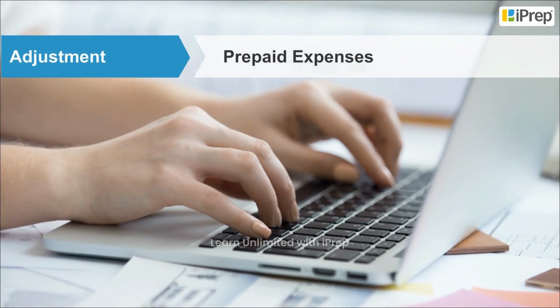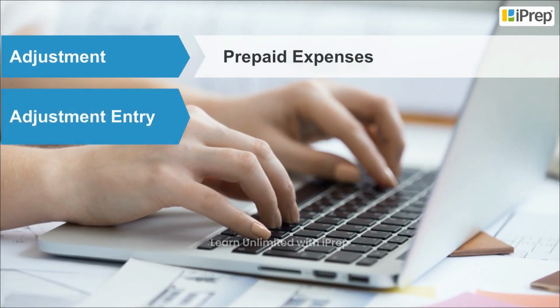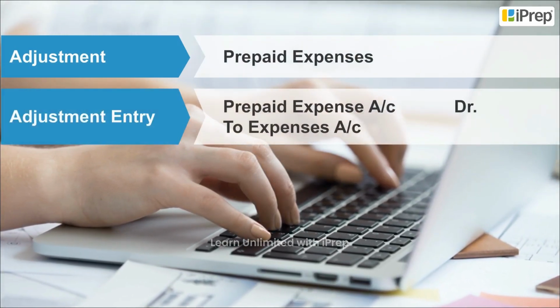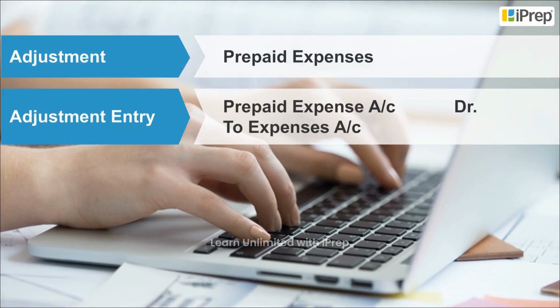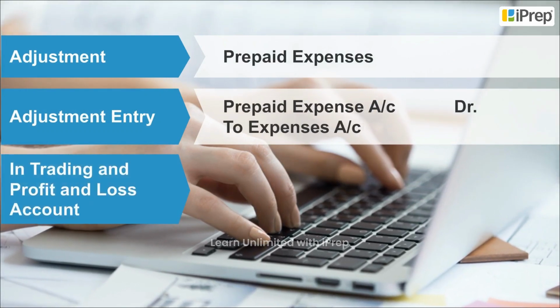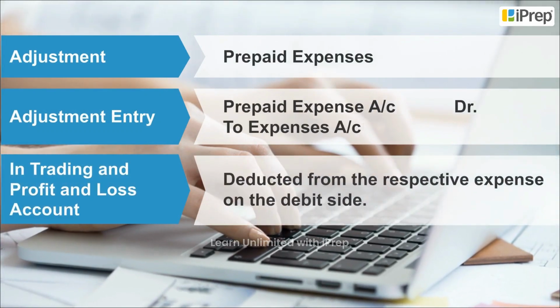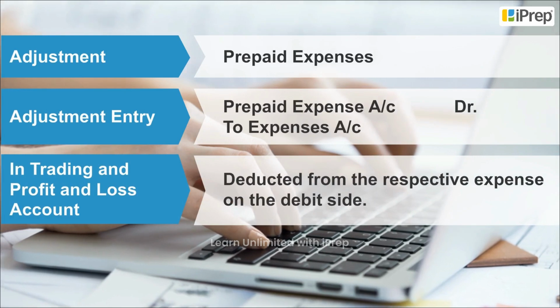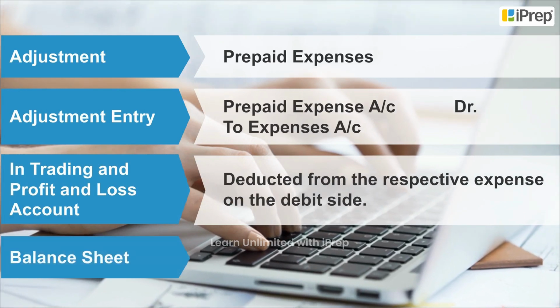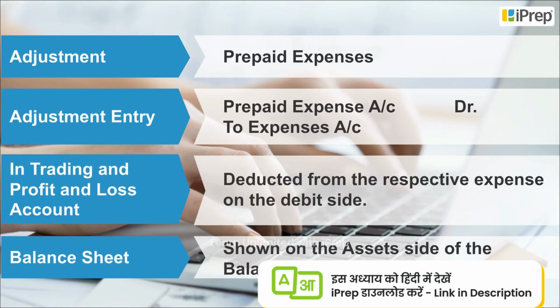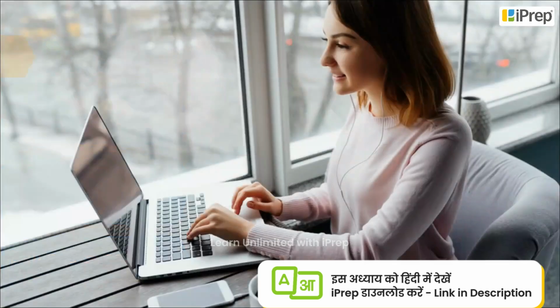Adjustment: prepaid expenses. Adjustment entry: prepaid expense account debited to expense account. In trading and profit and loss account, deducted from the respective expense on the debit side. In the balance sheet, shown on the asset side of the balance sheet.